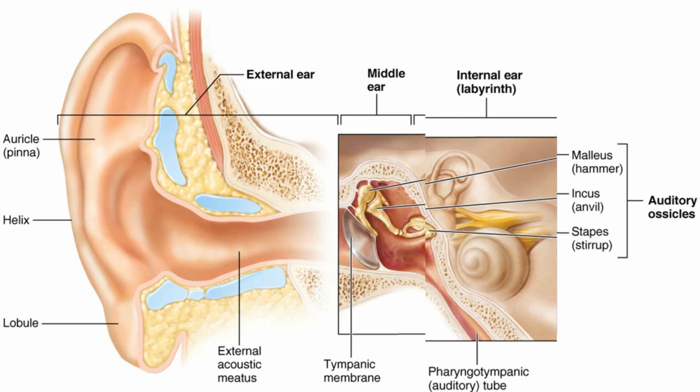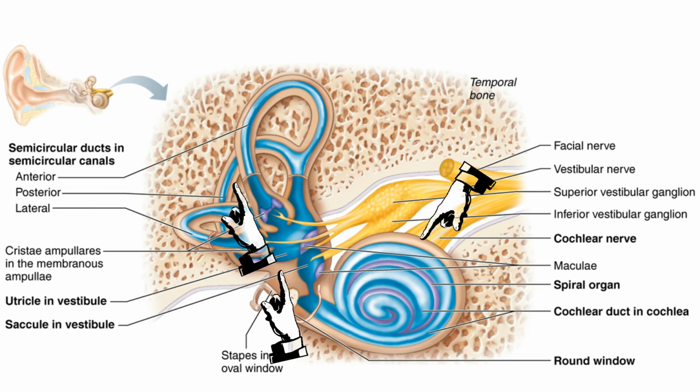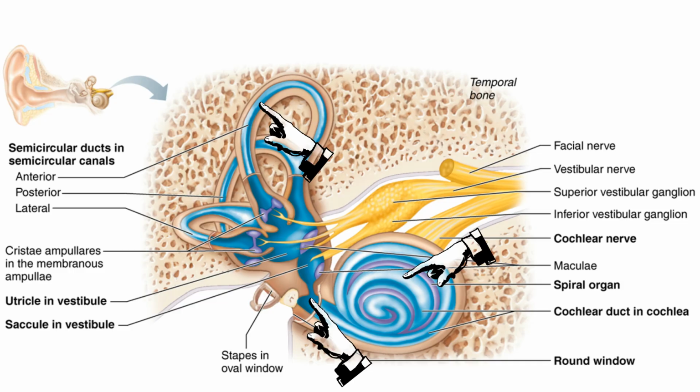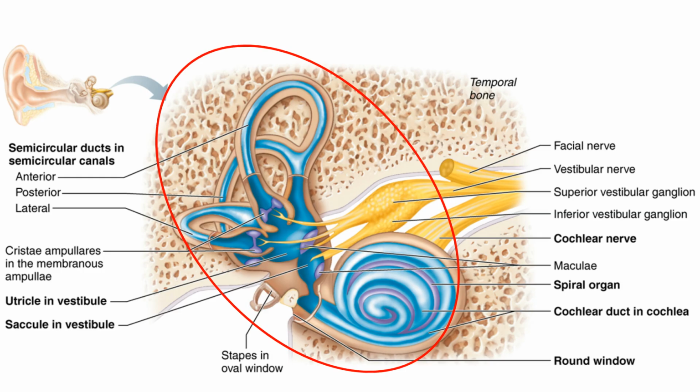Part C, the internal ear. In the internal ear, we find the osseous labyrinth, filled with perilymph, and the membranous labyrinth, filled with endolymph. Part D, subdivisions and equilibrium.